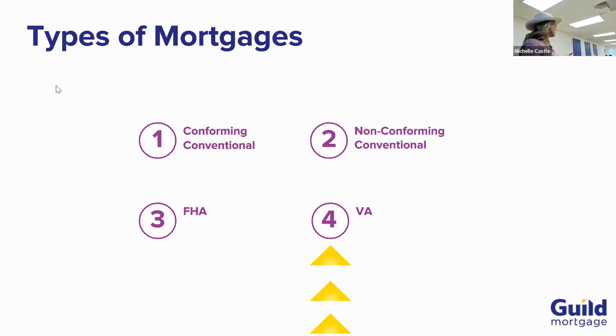DSCR loans. Have y'all heard those for investors? I was saying it backwards. Those are loans that we're starting to see available for investors, where you're not even looking at their income. You're not looking at their employment. All you're looking at is, does the house cash flow? That's it. So we're starting to see a lot of those products show back up again. And then FHA and VA.